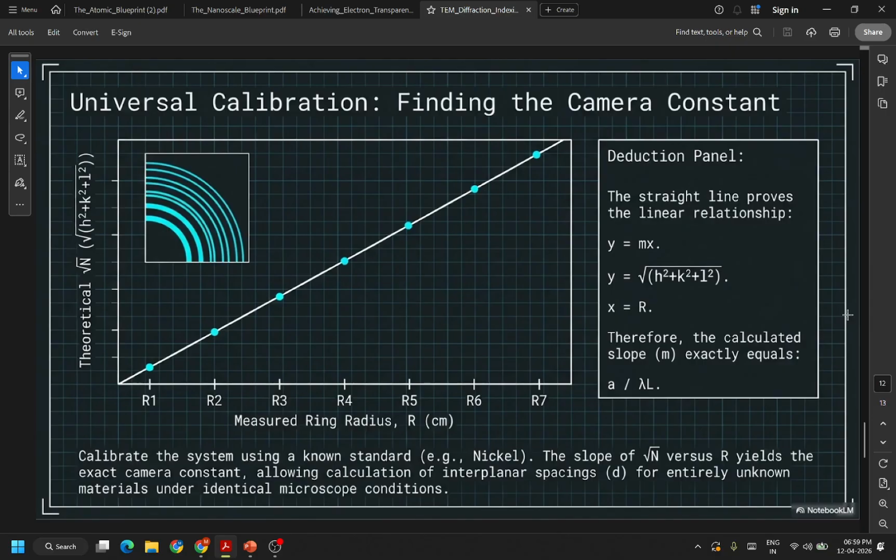So we take a known standard such as nickel, for which all the ring radii should be known. We plot, and we should get a straight line, and the slope of that line should be equal to a divided by lambda L. So since a is known, we can easily get the value for lambda L, and then the same lambda L value we can use further for different samples.